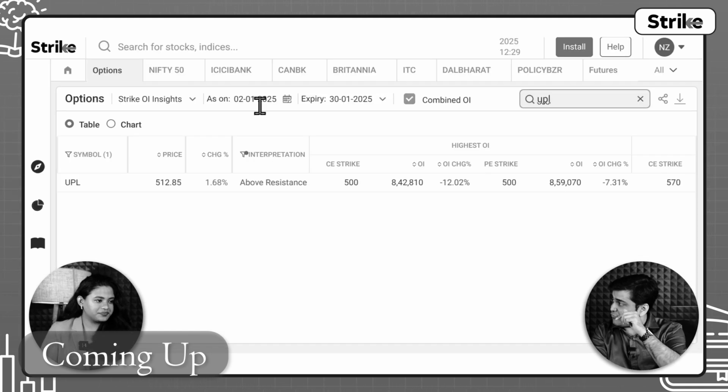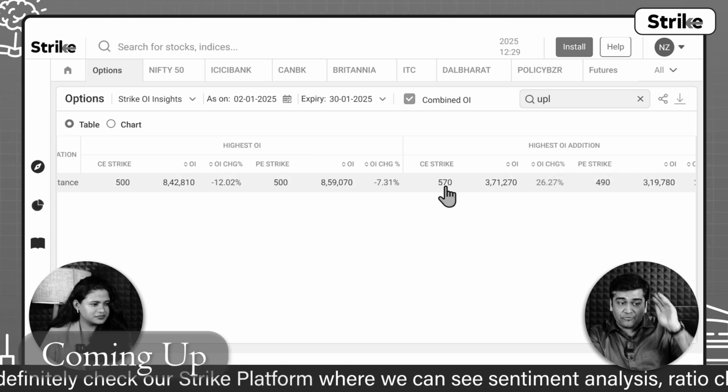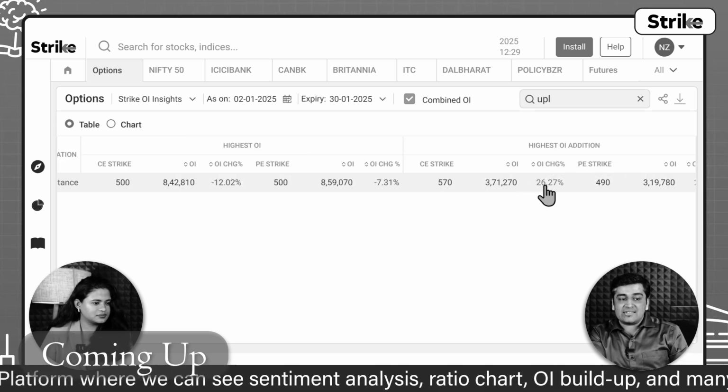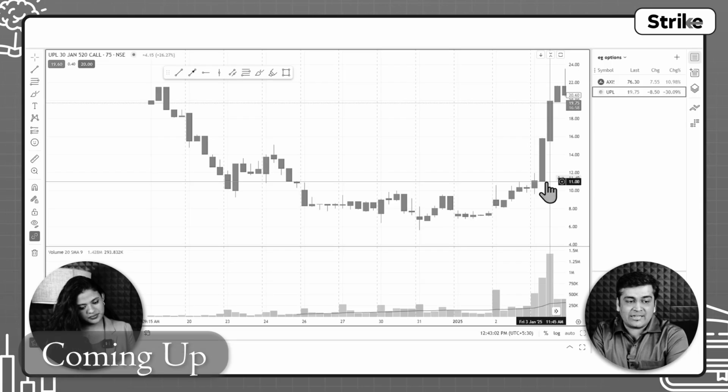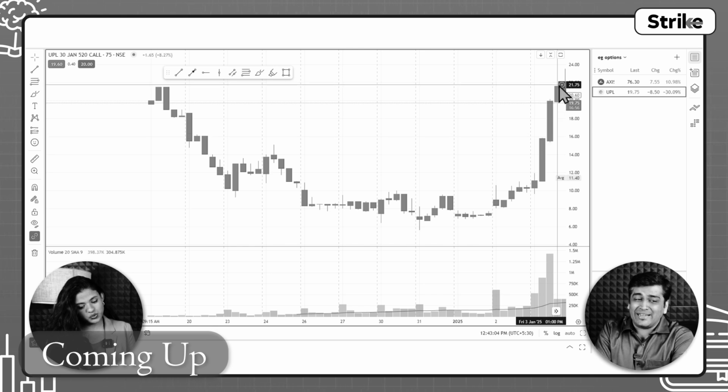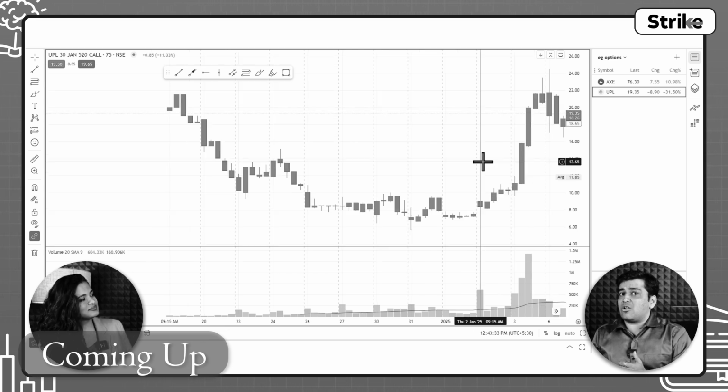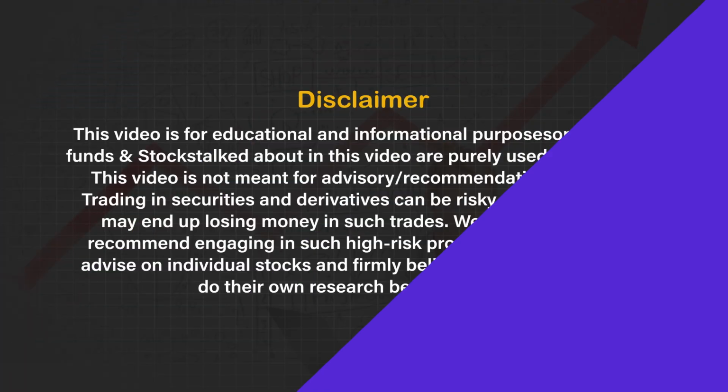But on 2nd of January, what had happened? On the 570 strike, the OI has increased by 26%. A 10 to 11 rupee stock goes up to 22, 21. That means you have doubled. Half of the lots you need to book off and get out of it, and then trail your stop loss.